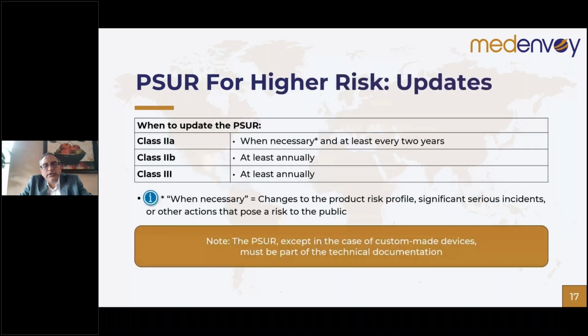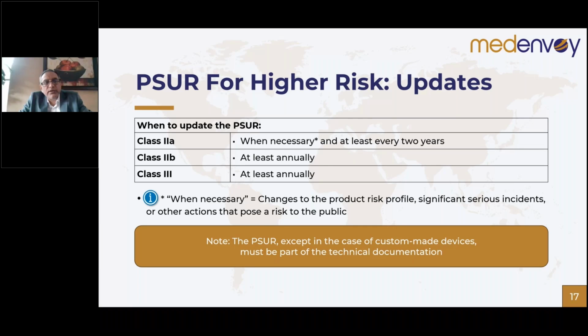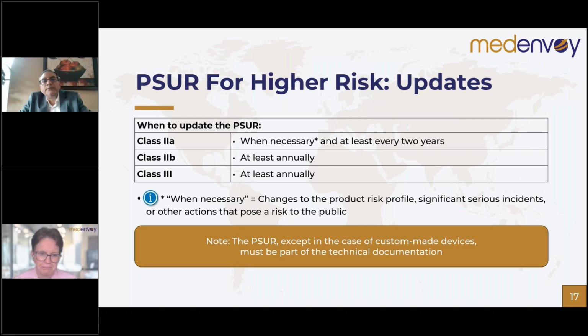So the reporting frequency: for class 1, as we said, you define the frequency and then follow that frequency. For 2A, whenever necessary, any significant change, or at least every 2 years. For 2B and class 3, you have to update at least annually and share that with your notified body. So that's important.